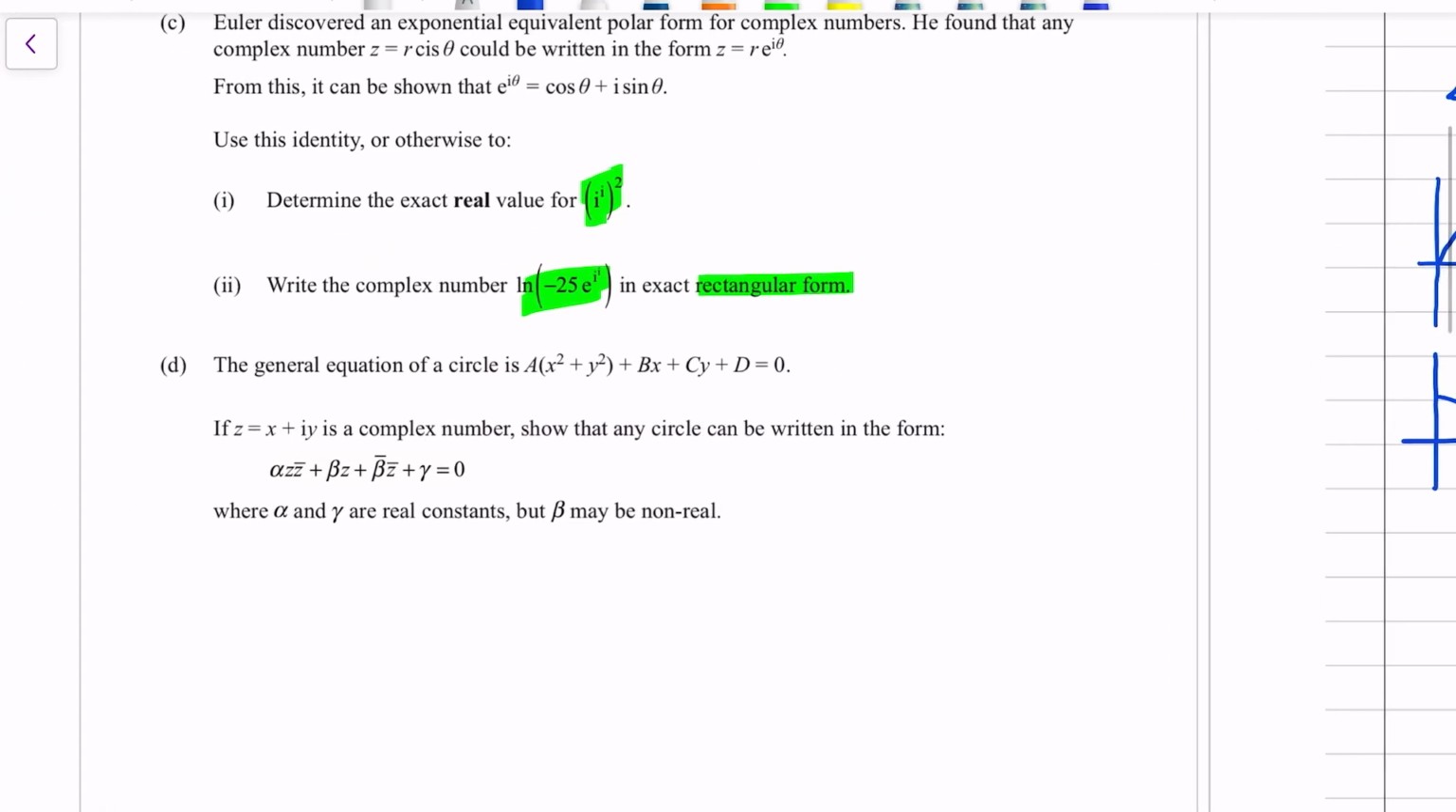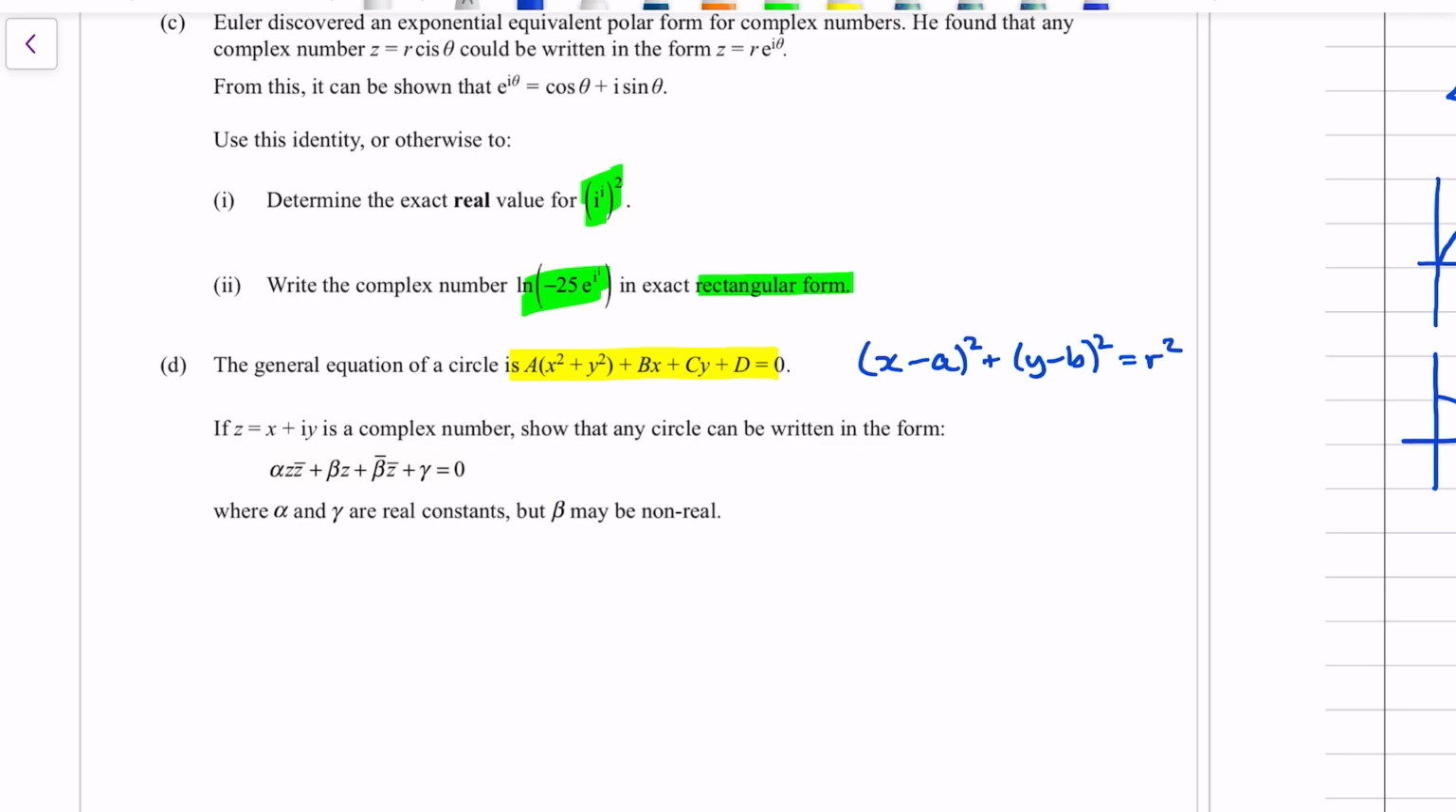Okay, lastly, part D. The general equation of a circle is given by the following equation. Just think about what that means. You've got an x squared and a y squared term that have the same coefficient, and then you've got no minuses in there. So it's not like minus y squared, that would make a hyperbola. You've got a bx and a cy, so linear terms and a constant. So that's the equation of a circle if you were to expand things out. Normally we see equations of circles written in perfect square form, something like this. But if you were to expand that out, it would be a similar format.